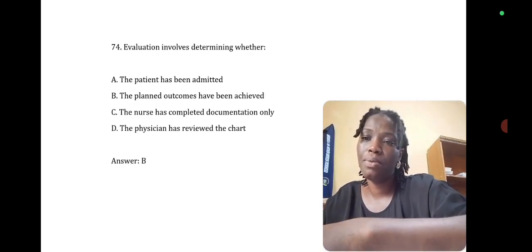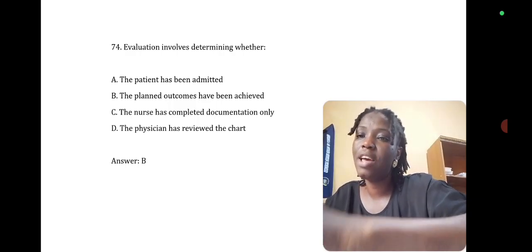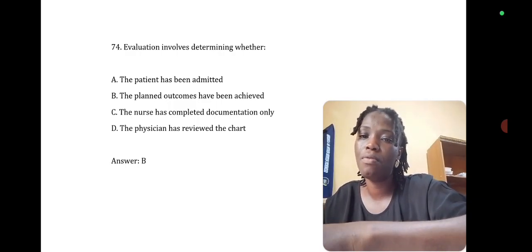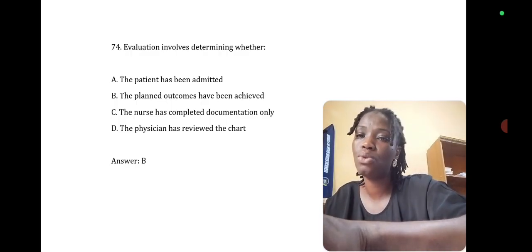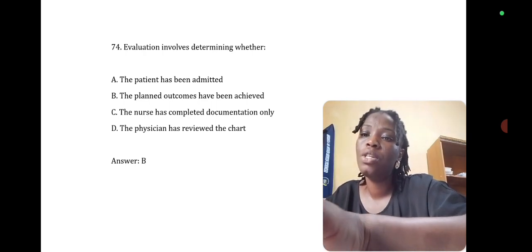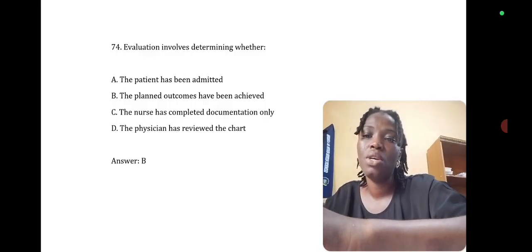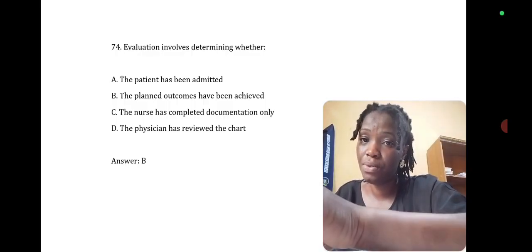Number 74. They say evaluation involves determining what? What does evaluation, what does it involve? They say A, the patient has been admitted. B, the planned outcome has been achieved. C, the nurse has completed documentation only. D, the physician has reviewed the charts. It's B, your outcome has been achieved.